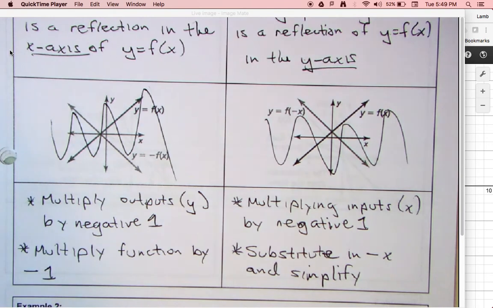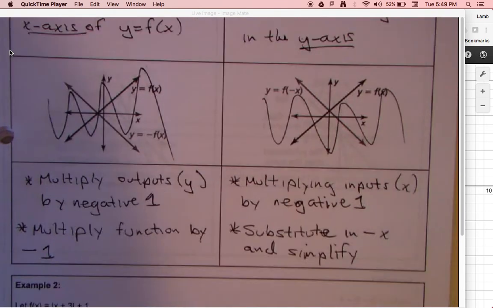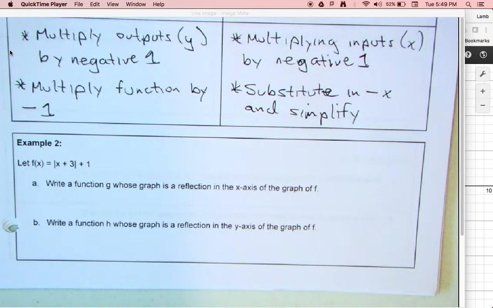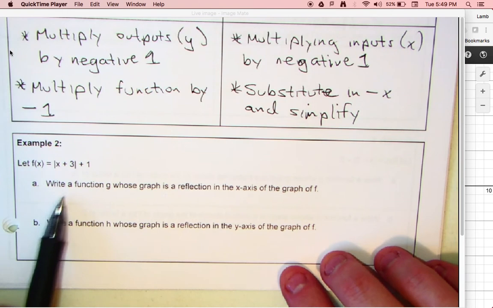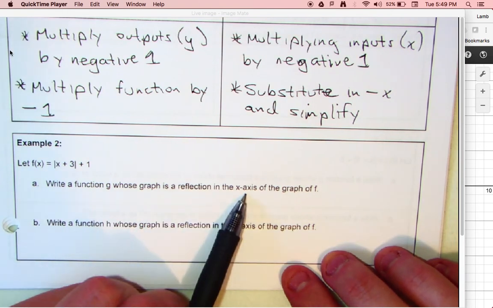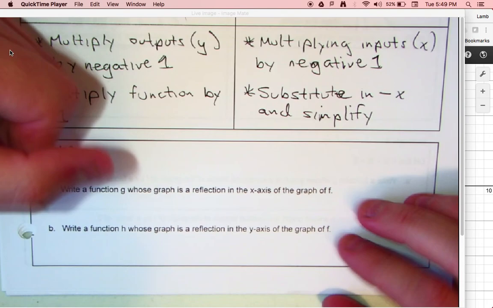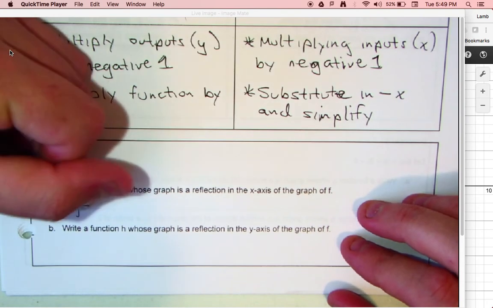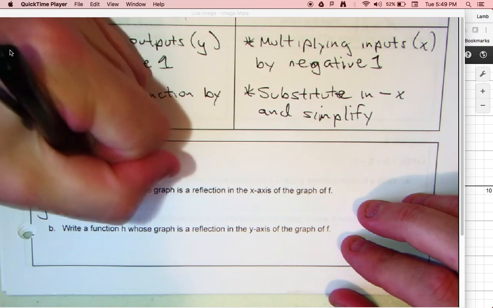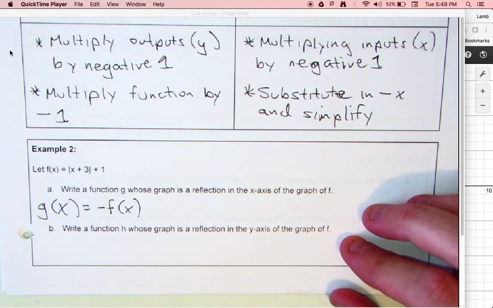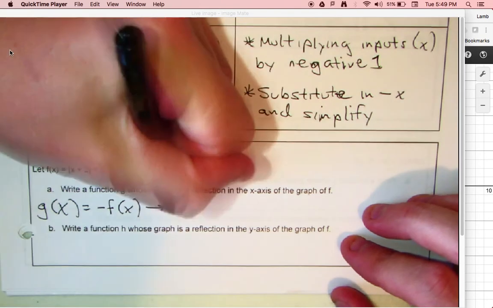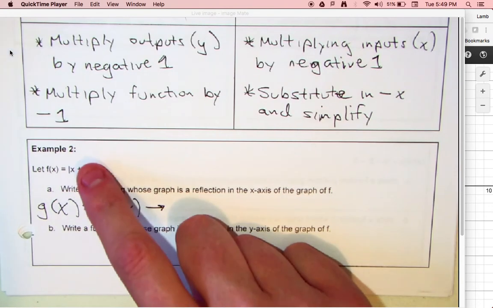Alright, so let's go ahead and do that. Let me slide down here. If we look at this example real quick, we've got y equals absolute value of x plus 3, plus 1. Part A says write a function g whose graph is a reflection in the x-axis. So we have to use this right here. We start with g of x equals negative f of x, because that's the property we have to use. But what is f of x? F of x is this function right here.